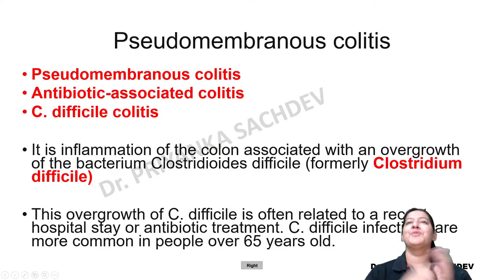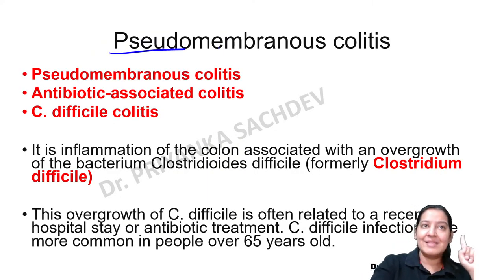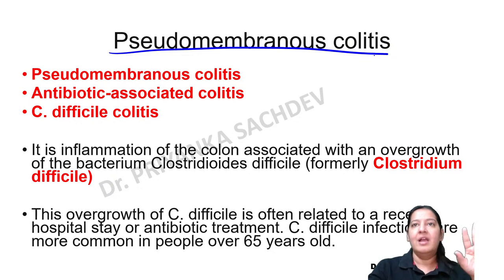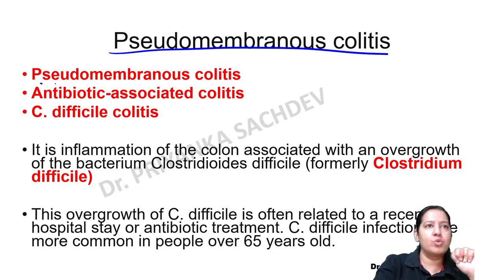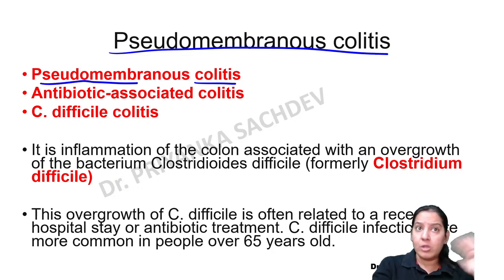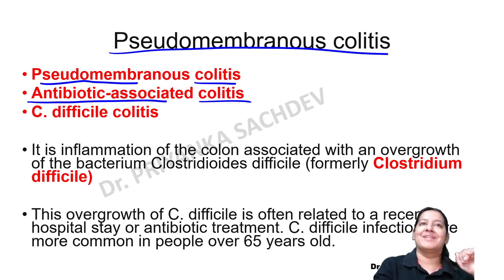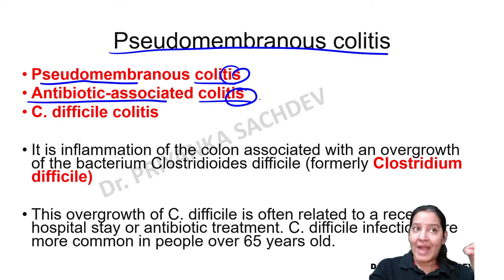Let me teach you what is pseudomembranous colitis. Pseudomembranous colitis is a disease, a condition. It is having two names. It is known as pseudomembranous colitis. It is also known as antibiotic associated colitis. Because it is a colitis. Itis means inflammation of the colon. It is a colitis which occurs after a prolonged course of antibiotic.